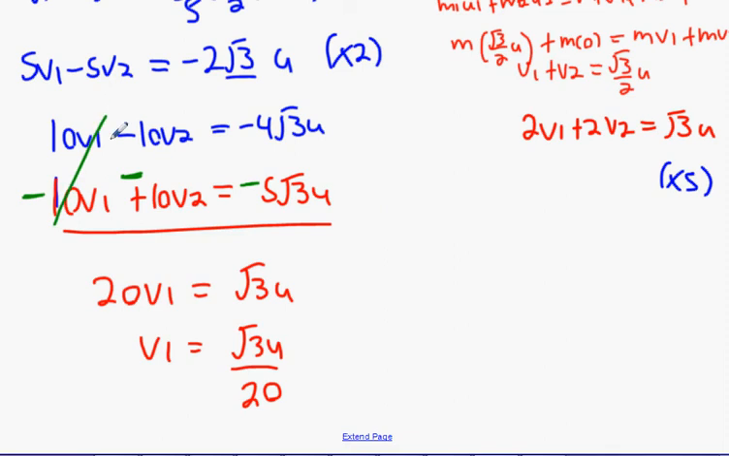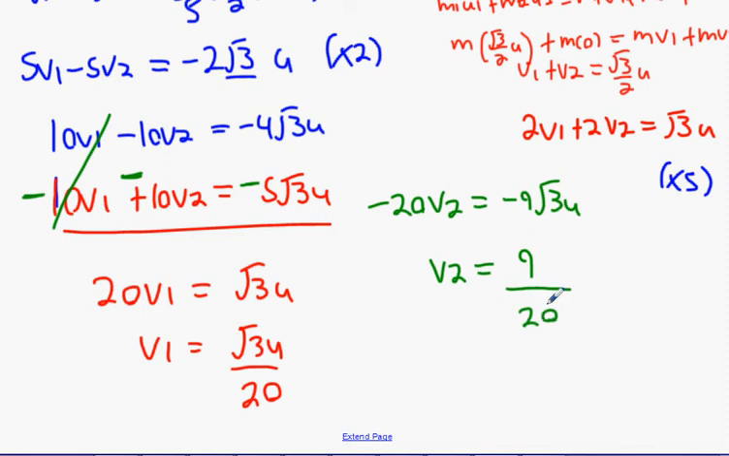This time the 10 v1s cancel. I'm going to get minus 20 phi 2 equals minus 9 root 3 u. Multiply both sides by minus, then divide by 20. Phi 2 equals 9 over 20 root 3 u, or root 3 and then u on the outside. Everybody alright with that? Okay.